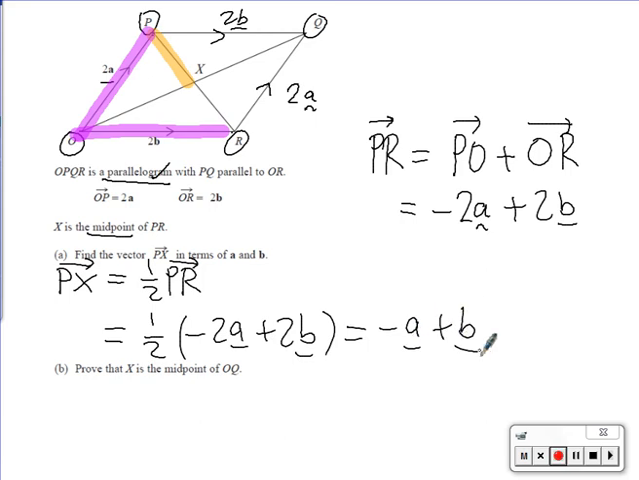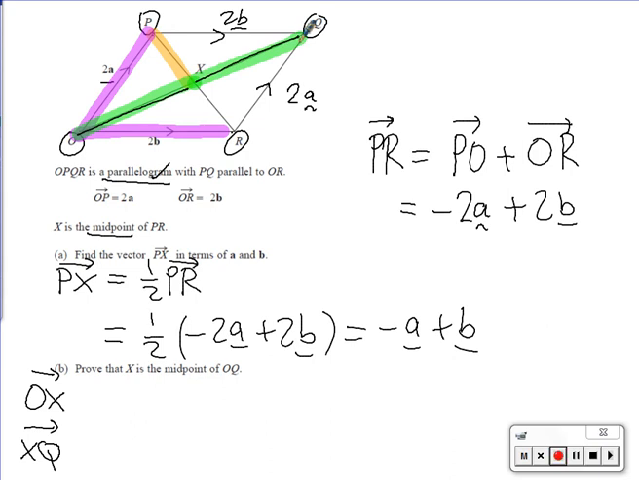That's the first part. The second part is quite tricky. It says prove that X is the midpoint of OQ. So X is in the middle, OQ is that bit all the way, and it wants us to prove that X is in the middle. The approach we're going to take then is we're going to look at OX and we're going to look at XQ, and if they're the same, then it follows that X is in the middle. So if this first bit is the same as the second bit, then X must be in the middle.